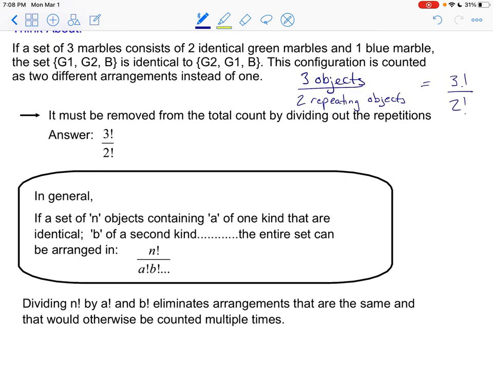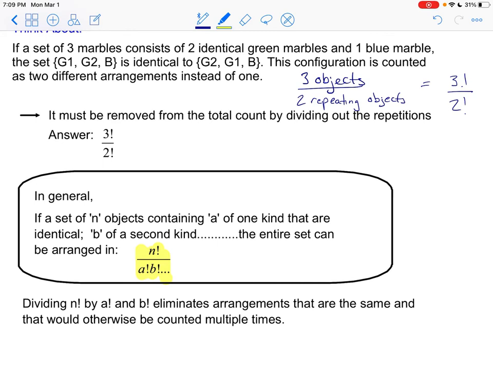But in general, if we have any number of objects, if a set of n objects contains A of one kind that are identical and B of another kind that are identical, we can arrange the entire set in this many ways: n factorial divided by the number of ways to arrange the repeating things. So n factorial divided by A factorial times B factorial, or if there are more repeating objects, C, D, E, etc., you can just keep sticking letters into that equation.